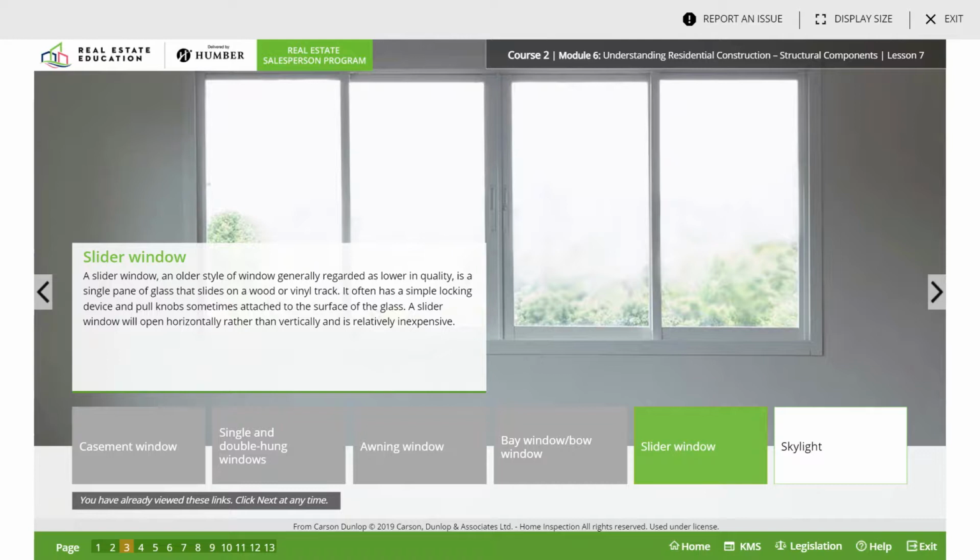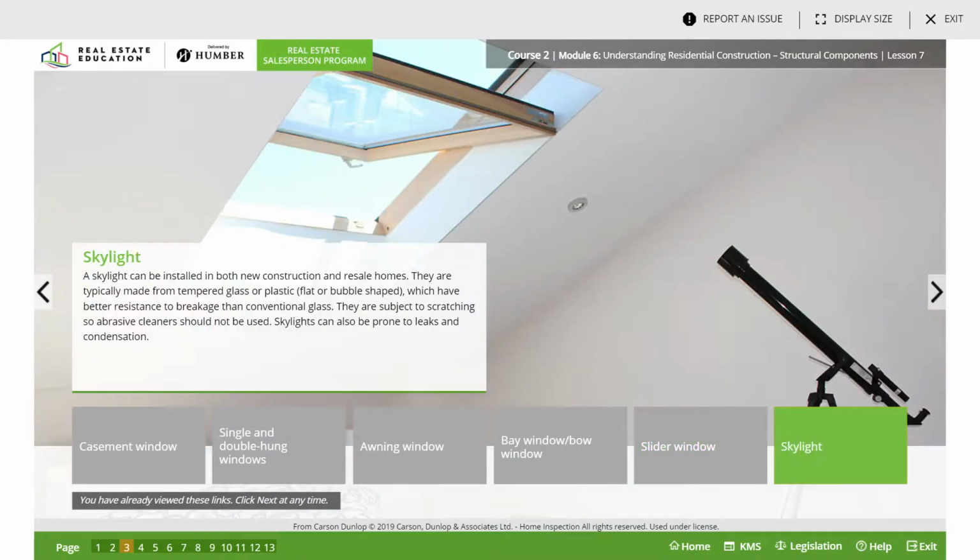A slider window is an older style window, generally regarded as lower in quality. It is a single pane of glass that slides on a wood or vinyl track. It often has a simple locking device and pull knobs, sometimes attached to the surface of the glass. A slider window will open horizontally rather than vertically, and it is relatively inexpensive.